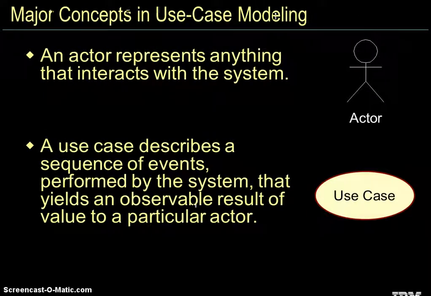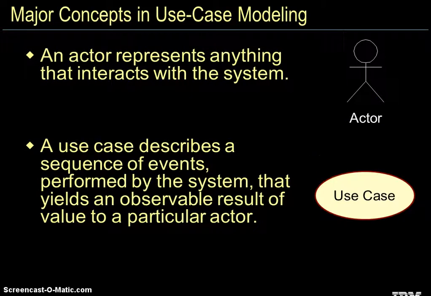The next thing is, we will consider the different kinds of notations and symbols used to draw a given use case diagram. The major concepts here: the first one is the symbol called actor. It can be represented by a symbol called a stick figure. An actor represents anything that interacts with the system. It may be a user, or it may be another system also.